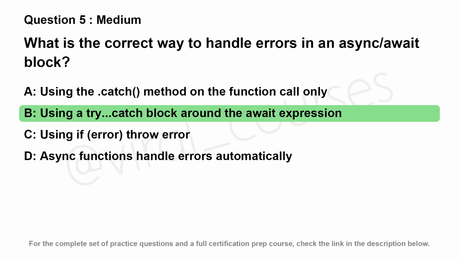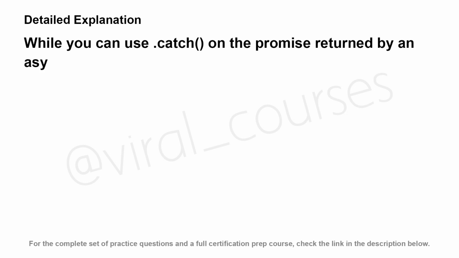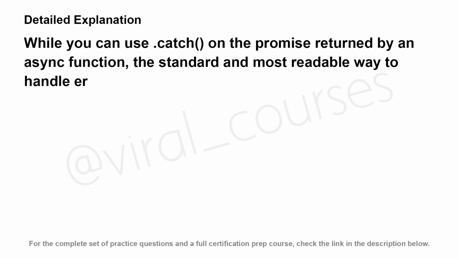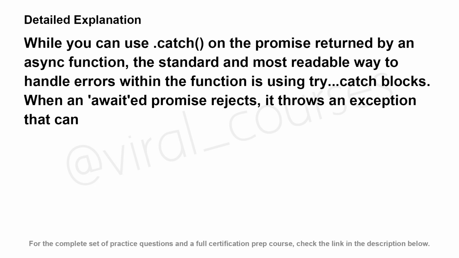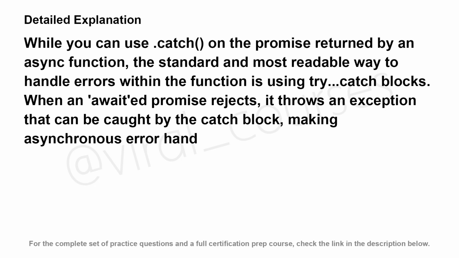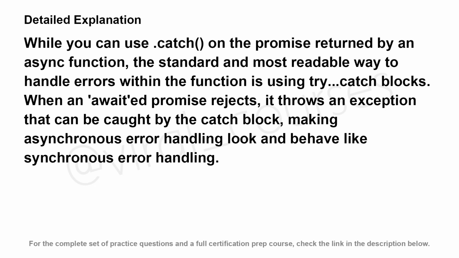The correct answer is B. While you can use catch on the promise returned by an async function, the standard and most readable way to handle errors within the function is using try catch blocks. When an awaited promise rejects, it throws an exception that can be caught by the catch block, making asynchronous error handling look and behave like synchronous error handling.